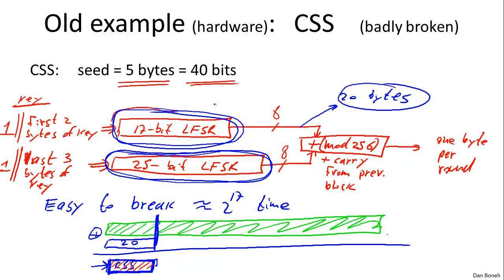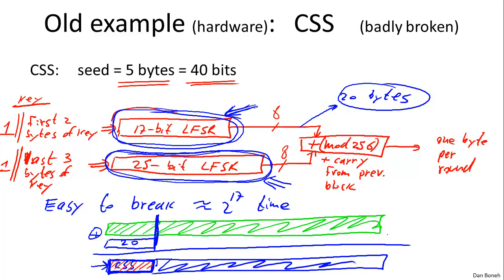until eventually we hit the right initial state for the 17-bit LFSR, and then we'll see that the 20 bytes that we get as the candidate output for the 25-bit LFSR is in fact a possible output for a 25-bit LFSR. Then not only will we have learned the correct initial state for the 17-bit LFSR, we will have also learned the correct initial state of the 25-bit LFSR, and then we can predict the remaining output of CSS, and of course using that we can decrypt the rest of the movie. We can actually recover the remaining plaintext.